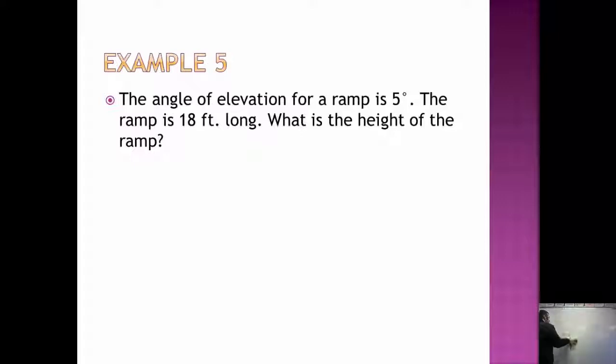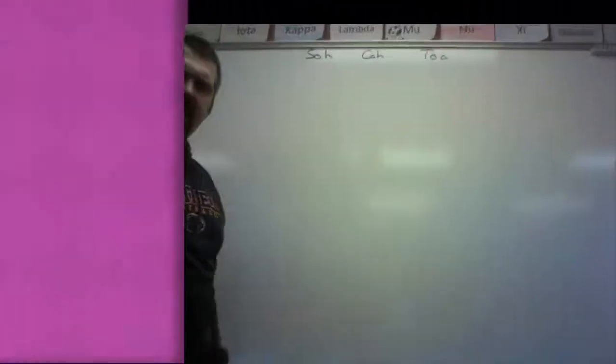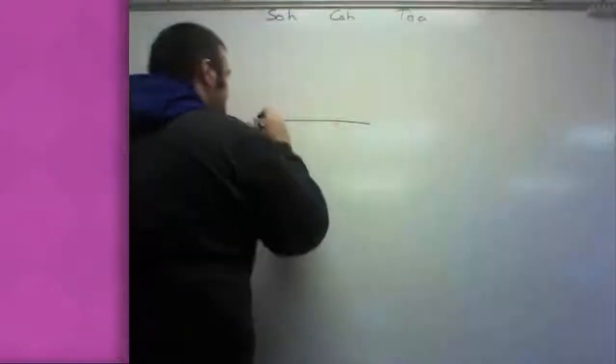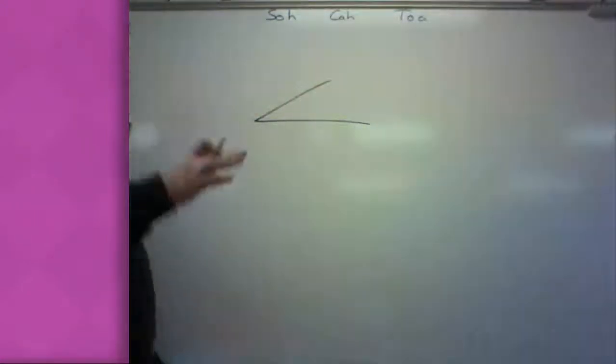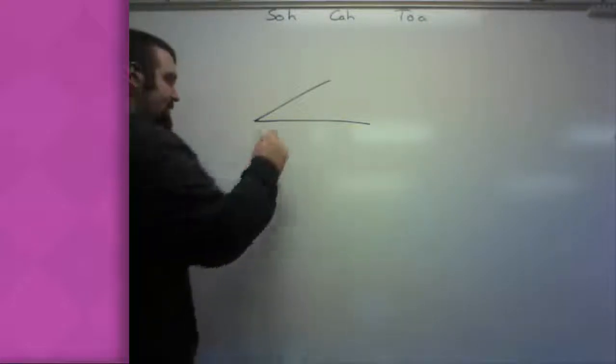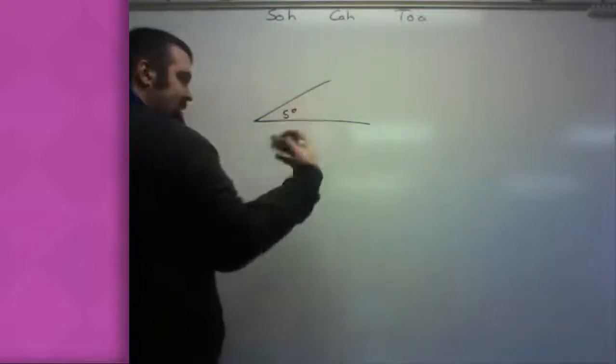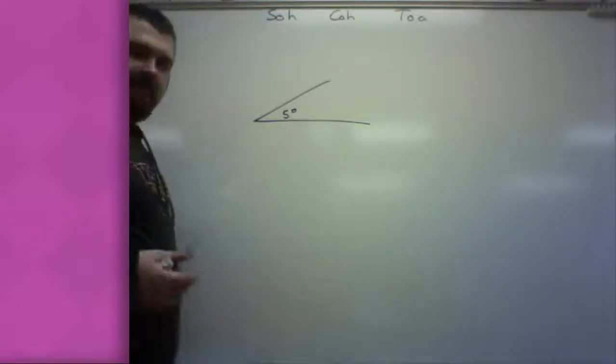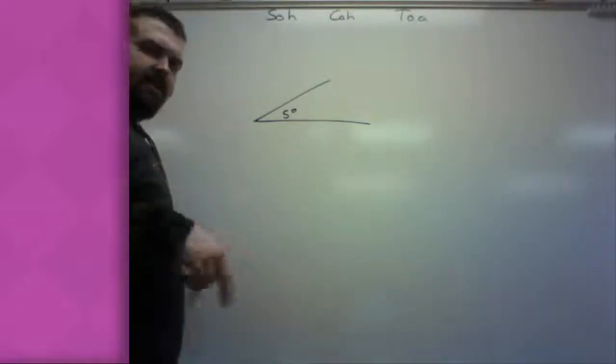So let's think here. The angle of elevation. Oh, that's an angle from horizontal that goes upward. Okay. So I have an angle of elevation. It's 5 degrees. It's definitely not to scale, because 5 degrees is a lot thinner than that. The ramp is 18 feet long.